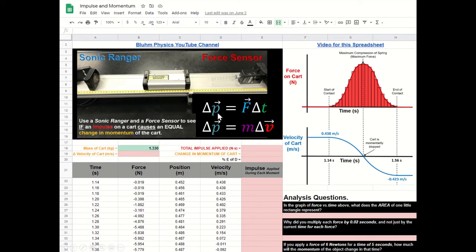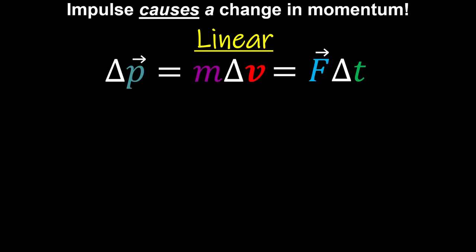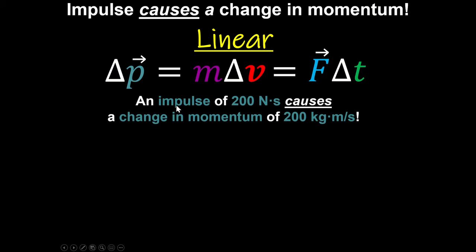What we wanted to do was to see if the change in momentum, which is mass times change in velocity, was the same as the impulse that was put onto it, the force times the time. And we did find that that was true. So an impulse causes a change in momentum. And in a linear sense, the change in momentum was mass times change in velocity, and we could calculate that with force times change in time. We found that an impulse of 200 Newton seconds, that's force and time, causes a change in momentum of 200 kilogram meters per second. That's a mass and a velocity.